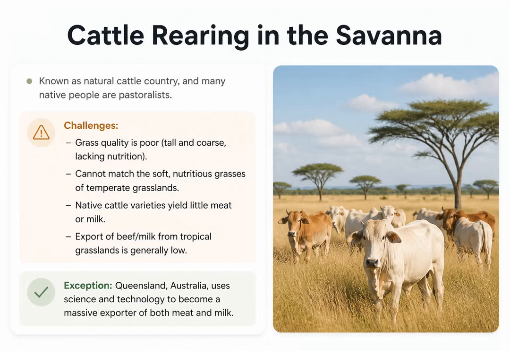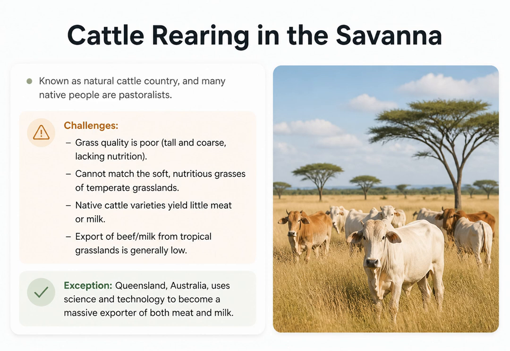Finally, while the savanna is often called natural cattle country, commercial ranching faces steep hurdles. The native grasses, while abundant, are coarse and lack the high nutritional value found in temperate grasslands. Because of this poor diet, the local cattle varieties yield very little meat or milk, making large-scale exports difficult for most African and South American nations. The major exception is Queensland, Australia, which has used advanced science, selective breeding, and technology to overcome these natural barriers, becoming a massive global exporter of beef and milk.